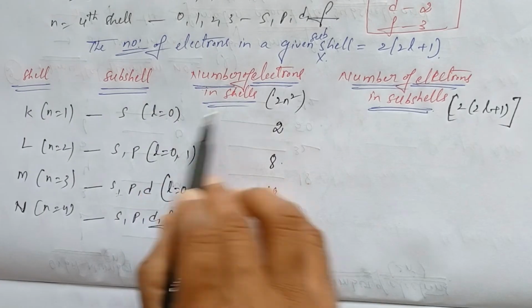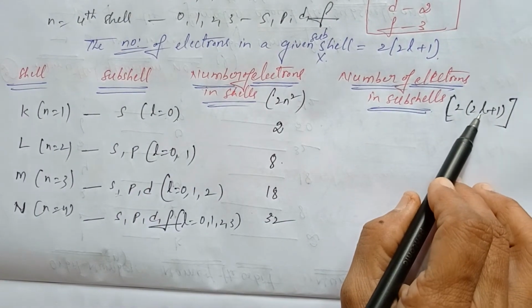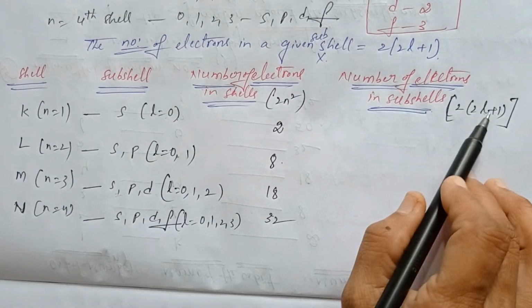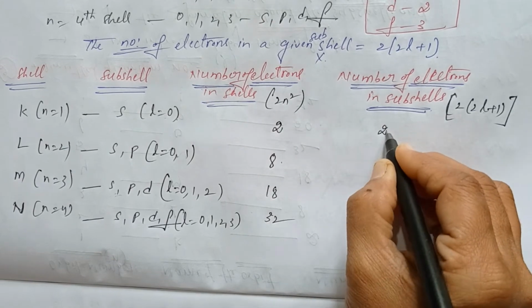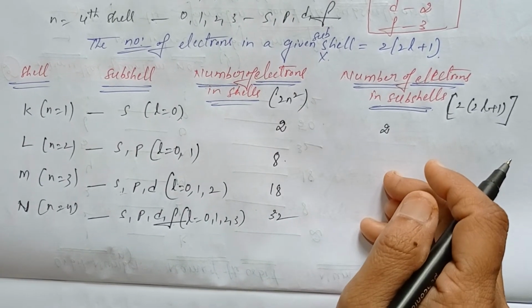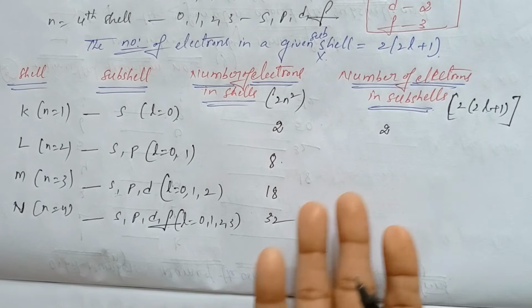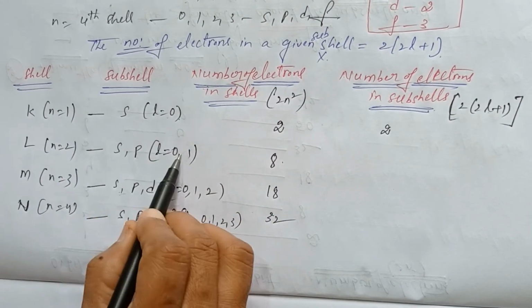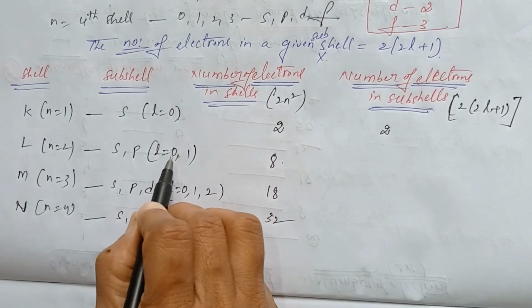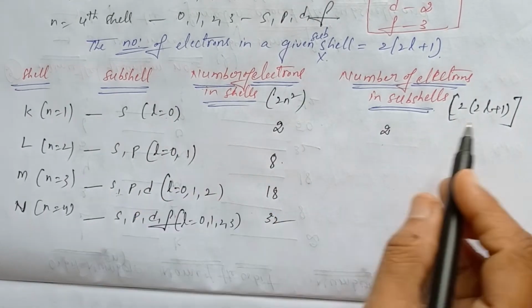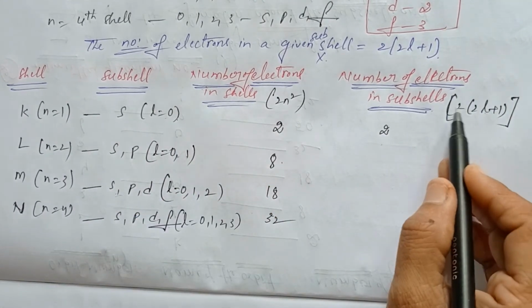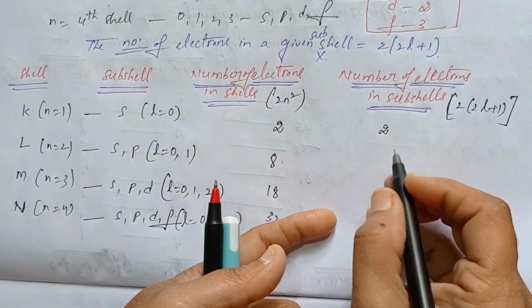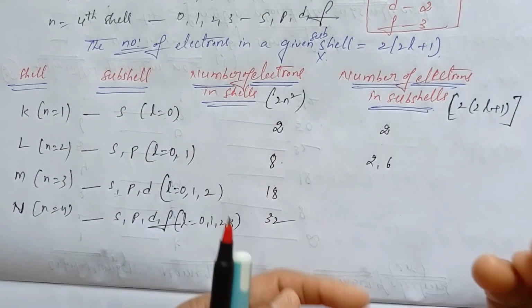That means for l value 0, substitute here: 2 into (0 plus 1), which is 1. 2 ones are 2 electrons. Are you clear? 2 ones are 2. Now coming to the next one, students, for the p subshell, s is equal to 0, which means you get 2. Next, l value 1, substitute: 2 into 1 plus 1 is 3. 3 twos are 6. That means here how many electrons will you get? 2, 6. Are you clear?